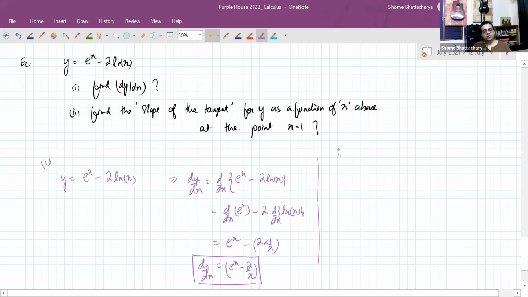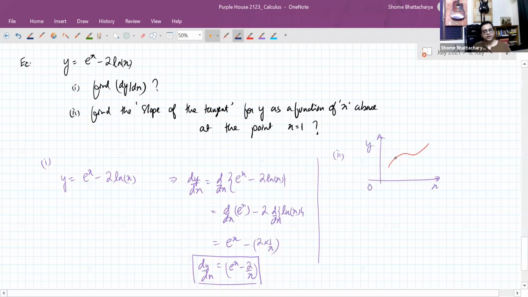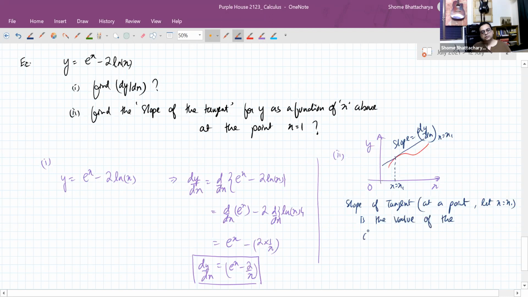Now, the slope of the tangent. As we've seen before, at a particular point, let's say x equal to x1, I want to find the slope of the tangent. This is my tangent line, so its slope will be equal to the value of dy by dx at that point, x equal to x1. So the slope of the tangent at a point, let's say x equal to x1, is nothing but the value of the derivative dy by dx at that point.